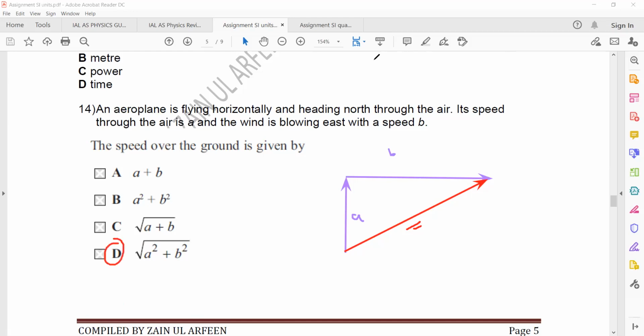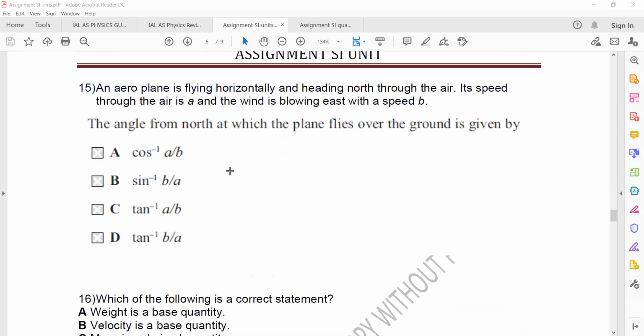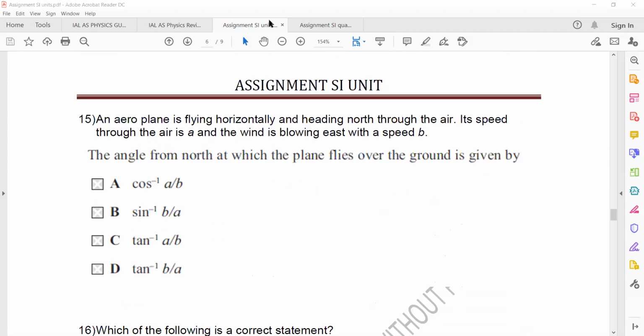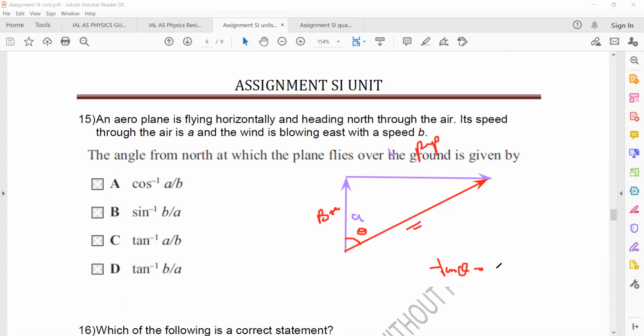Yes, that will be D. Again, you use the Pythagoras theorem to do this. And if we need the angle from north at which the plane is heading, we need this angle. According to this angle, we have a base and a perpendicular. So tan theta is perpendicular over base. The perpendicular is B and the base is A, so theta will be tan inverse of B by A. So D will be the answer.